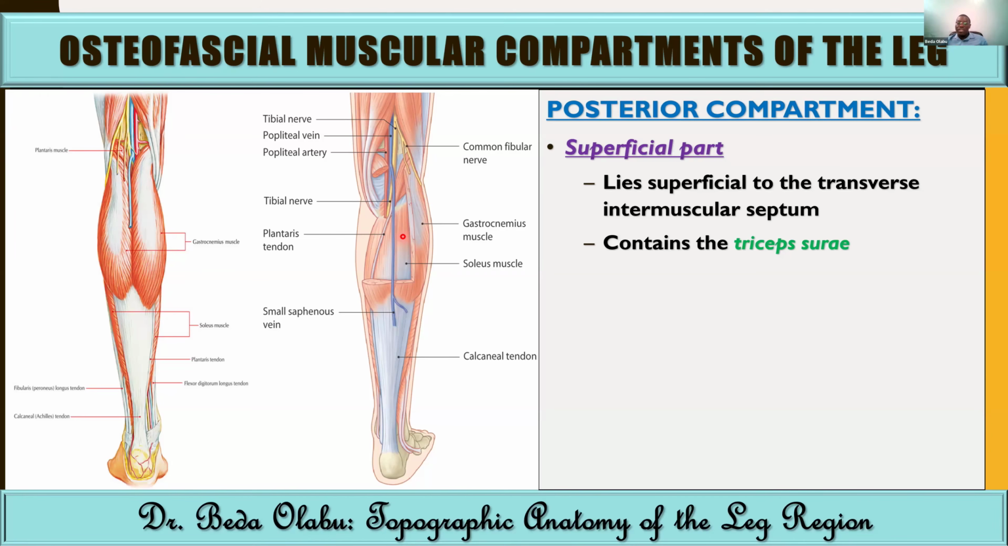Because of the presence of sinusoids, dilated capillaries within these three muscles, the two bellies of gastrocnemius and the soleus, and especially the soleus, it means that these muscles can hold some volumes of blood. Therefore, when these muscles contract, they're able to push this volume of blood up in the presence of unidirectional valves. And so this is important in promoting venous return from the lower limb.